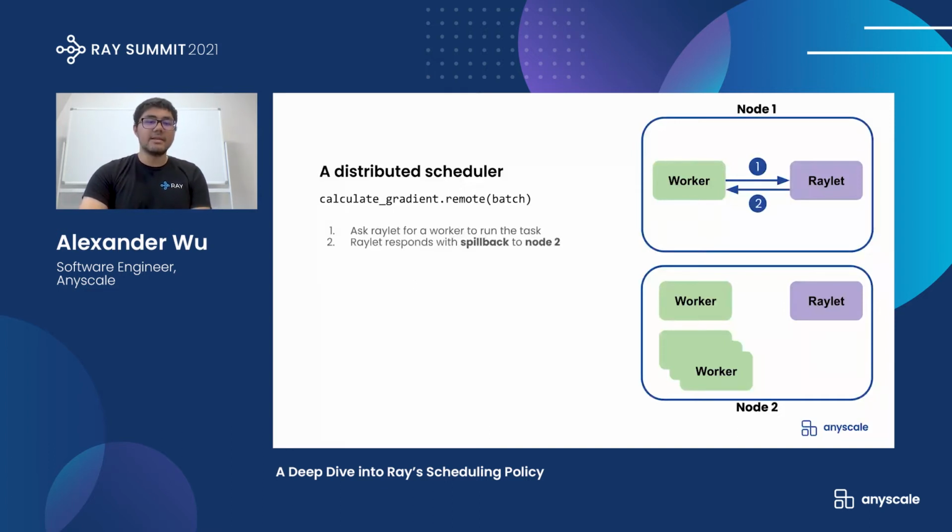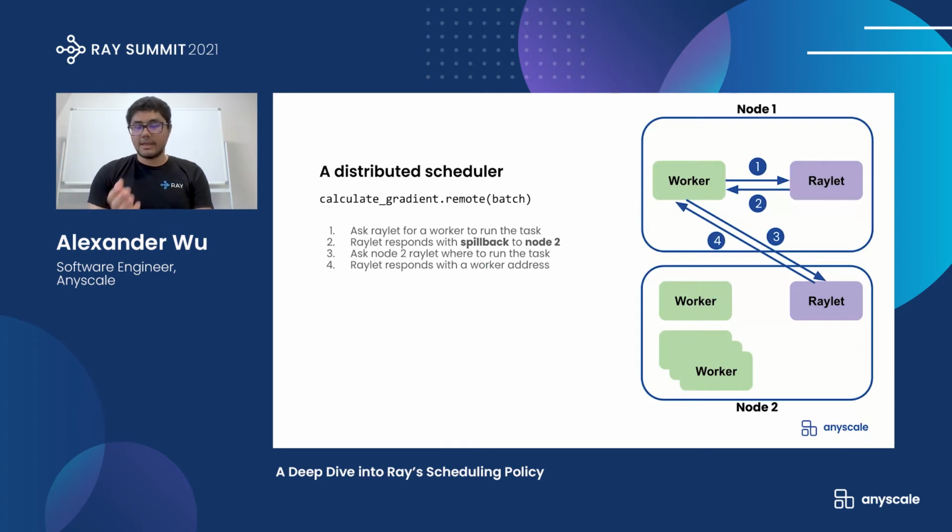So the raylet will send a spillback to the requesting worker, and the spillback will essentially tell the worker that it needs to query a different raylet in order to find a worker. In this case, the raylet on node 1 is going to refer us to the raylet on node 2. So now we'll do that same process again and ask the raylet on node 2 if we can get a worker process here for running the task. The raylet on node 2, in this case, let's just pretend that it does have a worker available. It will then respond with a worker address.